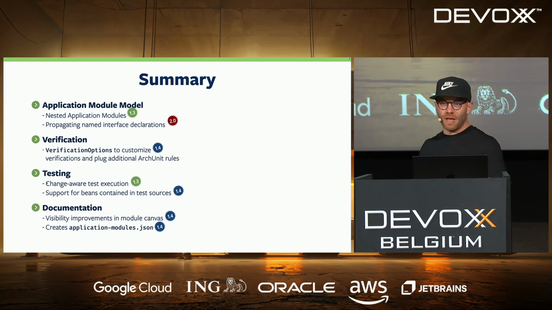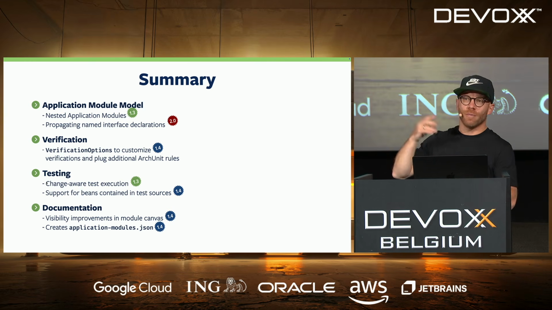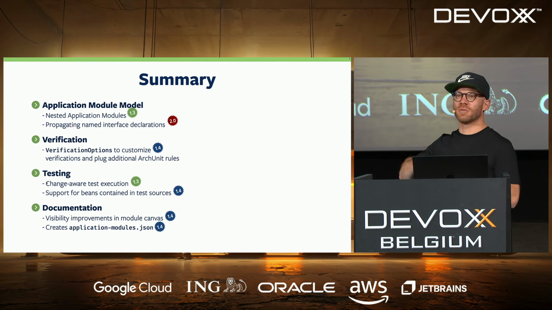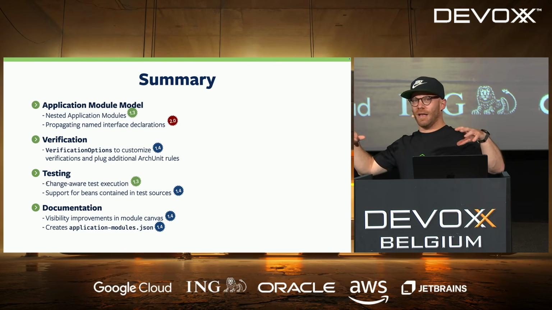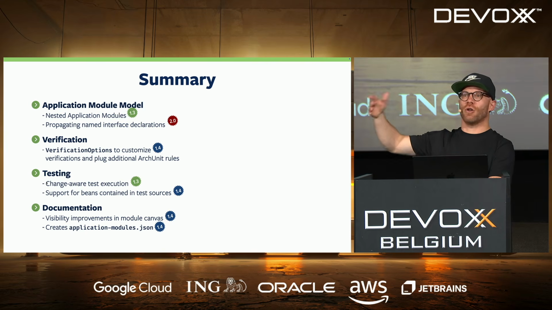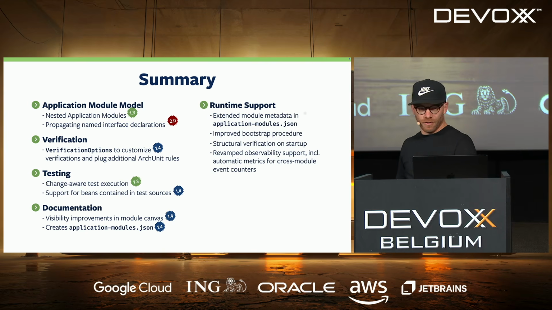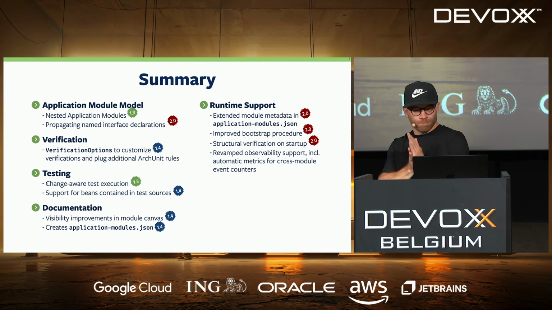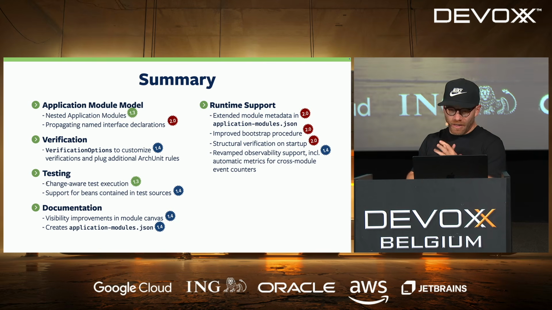I didn't show you the application modules file. It's a JSON description of your modular arrangement, which can be helpful for some of the runtime features during bootstrap, and also helps tools like the Tanzu platform, our deployment platform, to allow your operating platform to inspect the modules, change log levels per module, and what have you. There's also verification on startup, this kind of stuff.